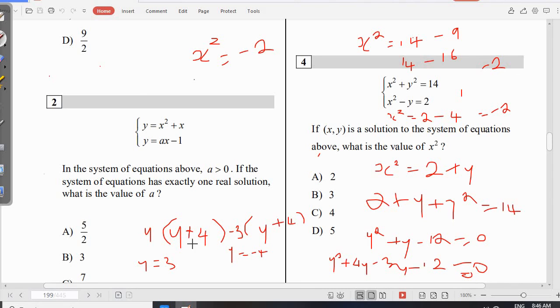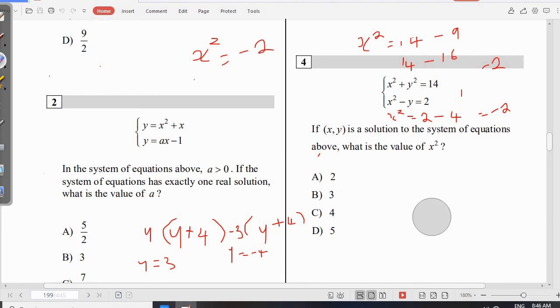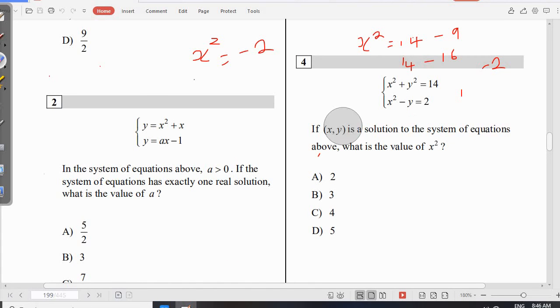I think the problem came from this factorization. Let's try it one more time. I think the problem came from here. Let's try it again and see what we get.